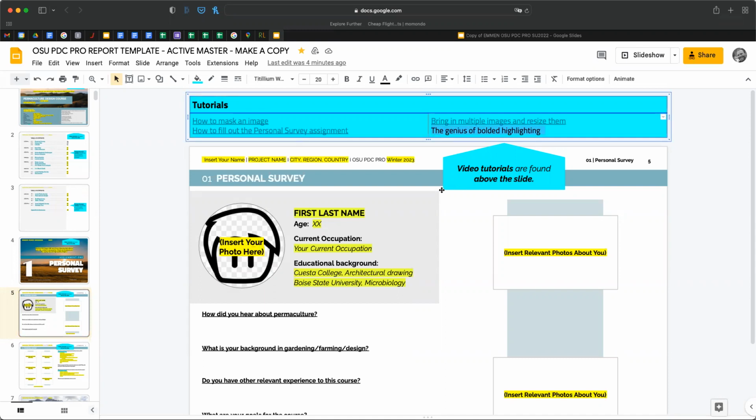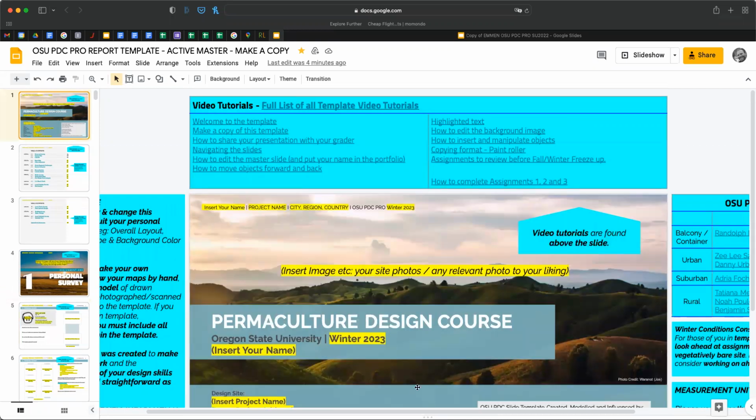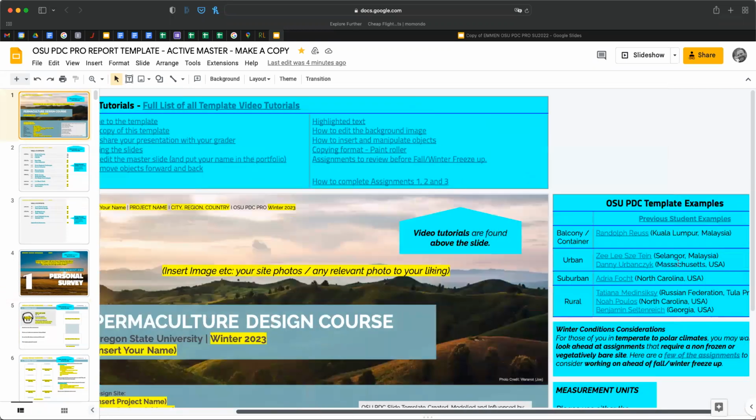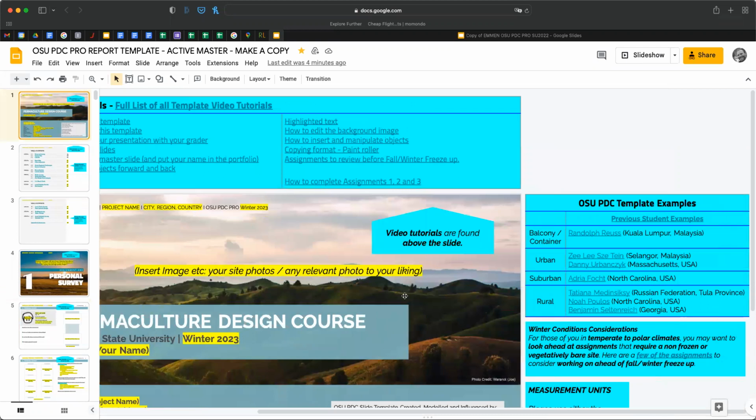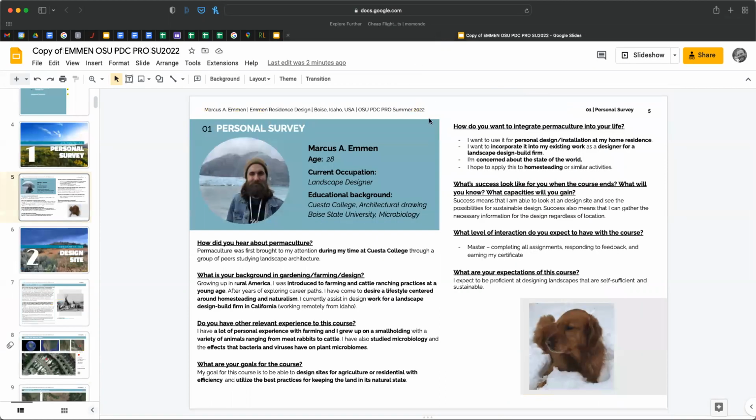Now, one of the things you'll see throughout the course and the examples within the course template, again, those examples can be found on the first slide off to the right. You can see that there is a previous student examples and then some specific examples as well. But one of the things you'll see over and over is bolded highlighting. And we've got an example here from a previous course.